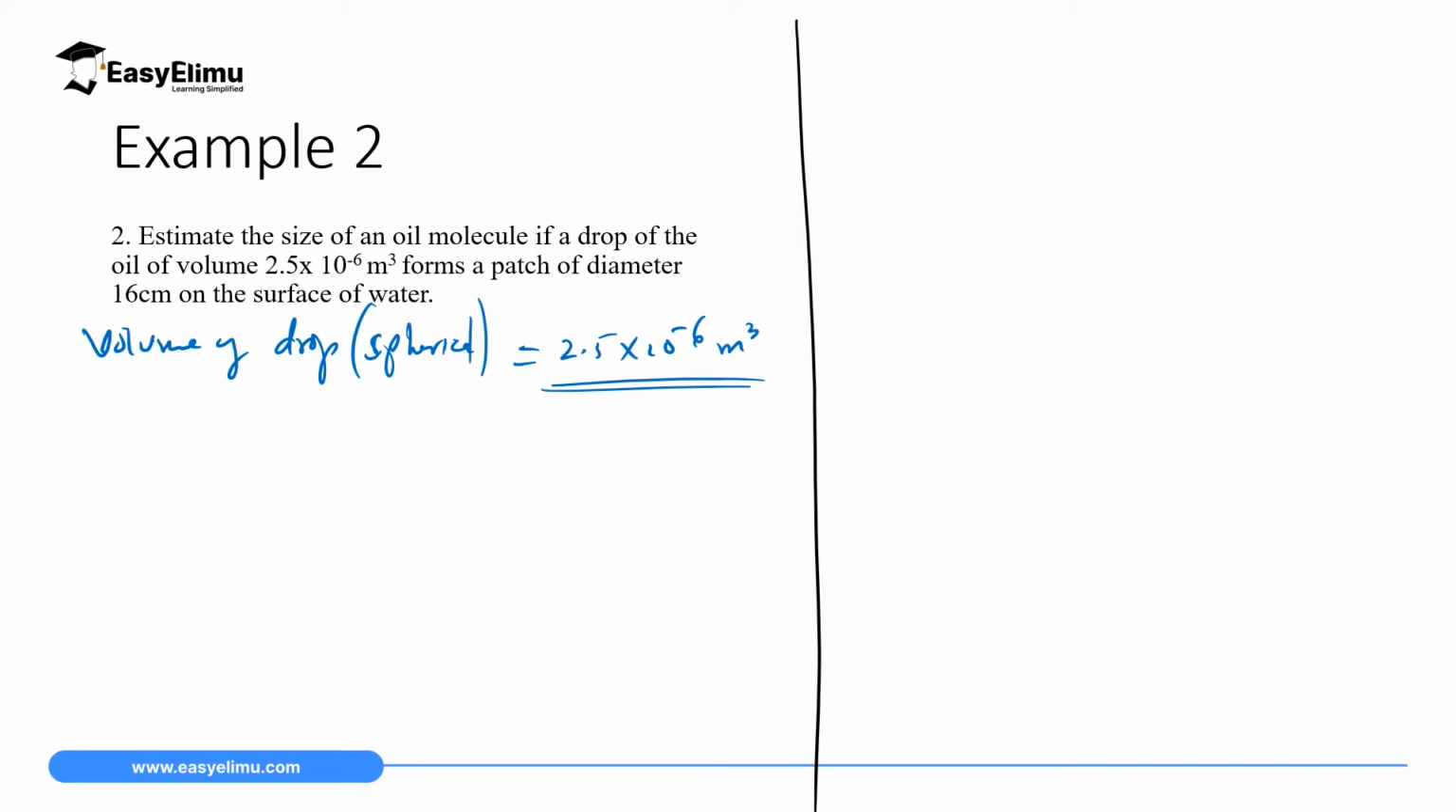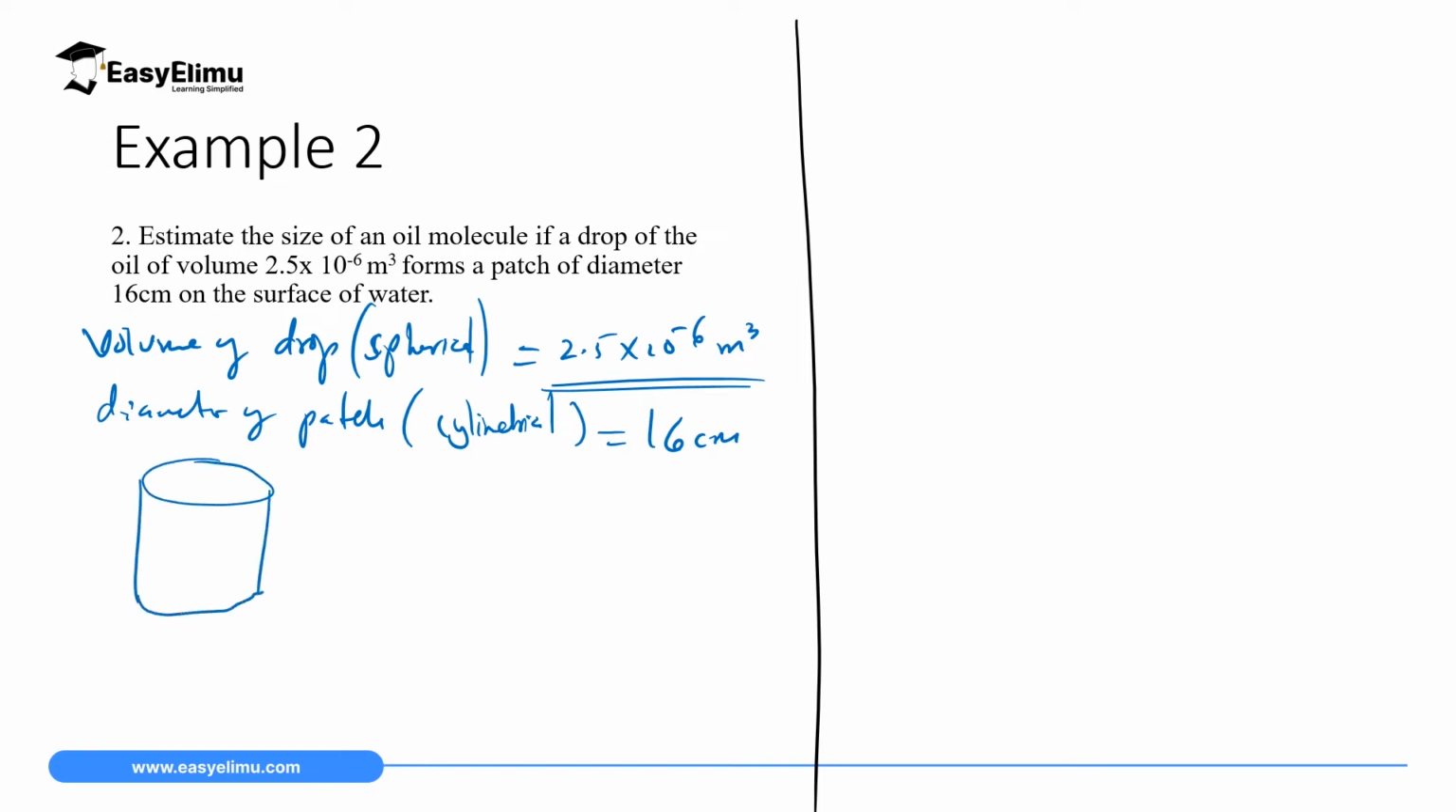Then the other thing that you are given is the diameter of the patch, and this patch is cylindrical in shape, and you have the diameter as 16 centimeter. Remember, this patch is in this shape. This is the patch that we are talking about. It's cylindrical, so we know the diameter as 16 centimeter. Now they are asking us to find the diameter of the size of the oil molecule. So we are going to find this size here, T.